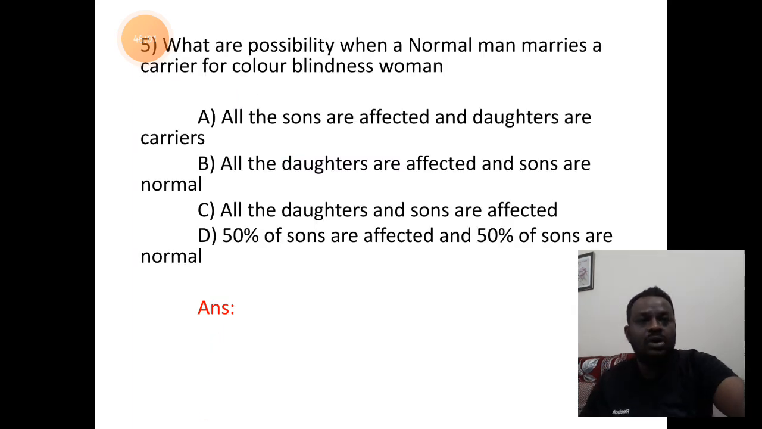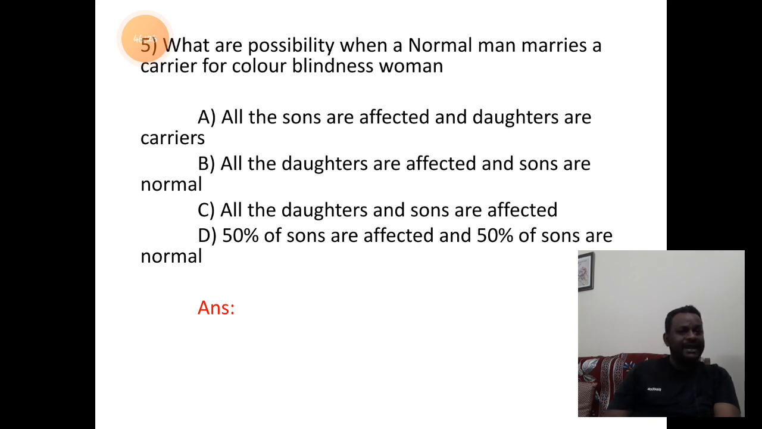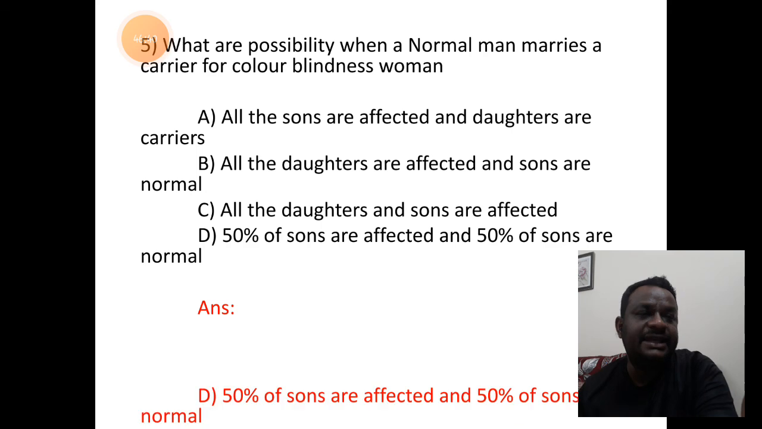Now, what are the possibilities when a normal man marries a carrier female for the color blindness condition? So, the woman here is a carrier, and the man is normal. What's the condition? It is D. 50% of the sons are affected, because the mother is a carrier. Okay, so the answer is D.